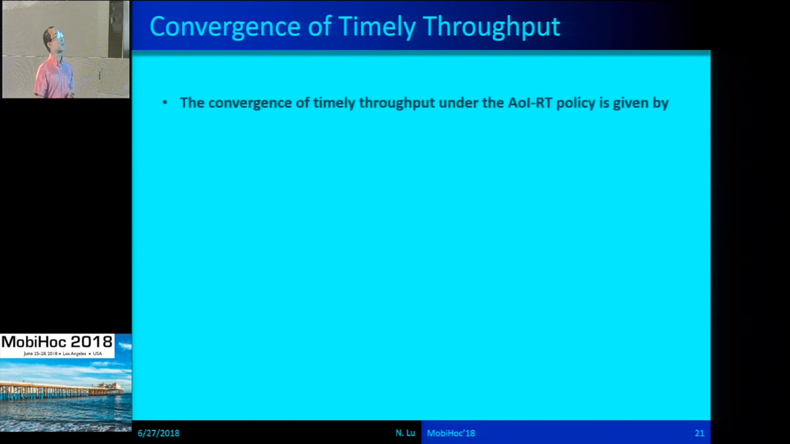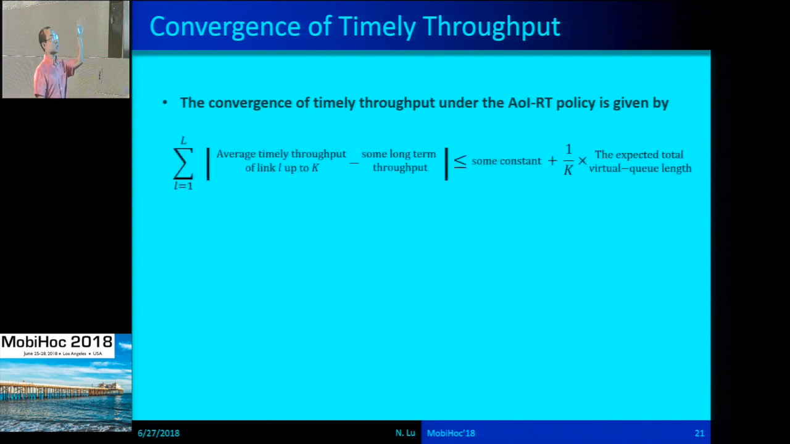And then we derive the convergence of timely throughput under the AOI-RT policy, which looks like this. The deviation between the running average of timely throughput and the long-term throughput, which is at least lambda L times 1 minus gamma L, summed over all links, is upper bounded by some constant plus 1 over k times the expected total virtual queue length. So the upper bound depends on the total expected virtual queue length.